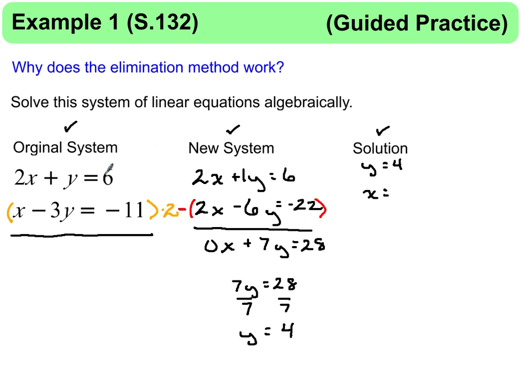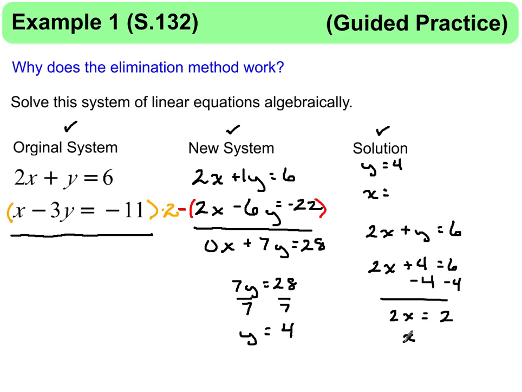And so then I'll go back and I'll choose either of the original equations. Doesn't matter which one. We'll choose the first one. And so if I choose 2x plus y equals 6, and I now know that y is equal to 4, I can say 2x plus 4 is equal to 6. Subtract the 4. And so now 2x is equal to 2, and x is equal to 1.